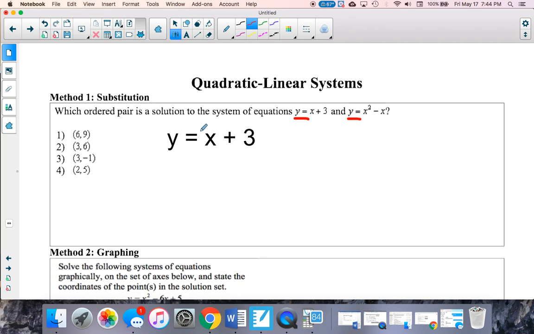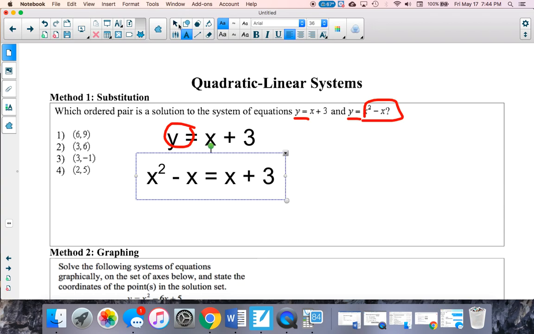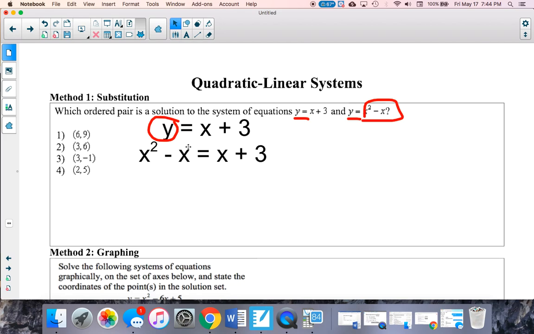And hey, if y is equal to x squared minus x, then I can replace this y with x squared minus x. So instead of writing y, I'm going to write x squared minus x equals x plus 3. Now we have a simple, not simple, but it's going to be a quadratic equation.